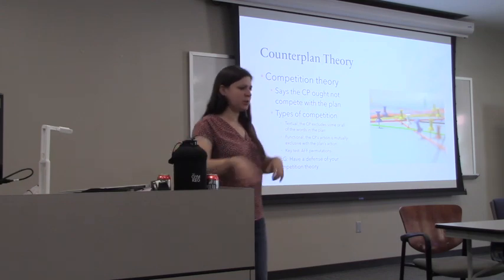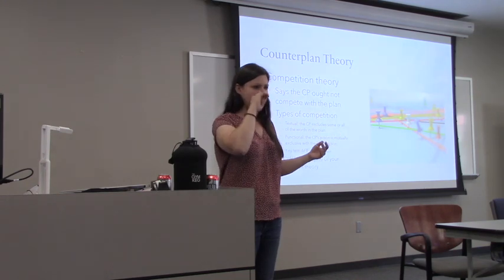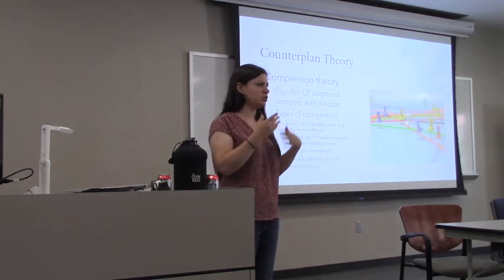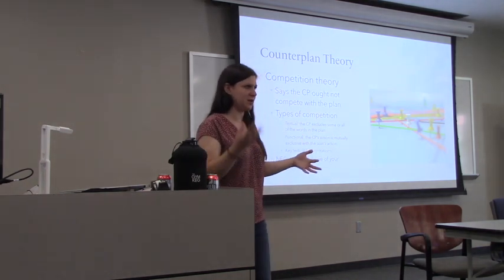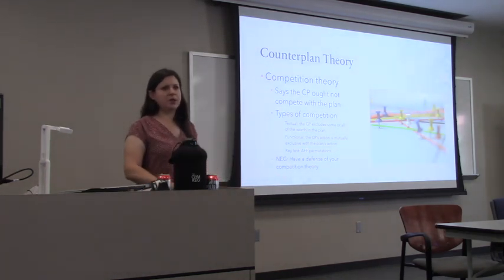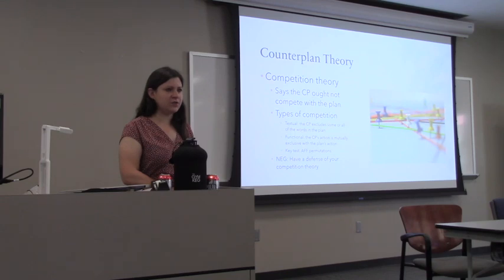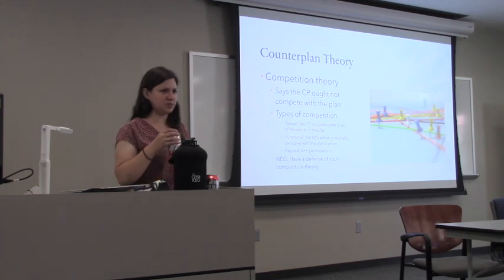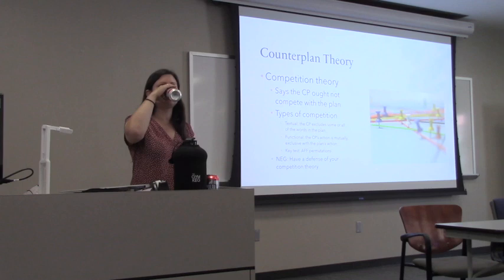Yeah, so a permutation is just a test of competition that says, can we both do the plan and do the thing that the negative said in the form of a counterplan? The negative should always have a defense of the competition theory that undergirds the counterplan that you're reading. And this will make more sense when we talk a little bit more about some examples.